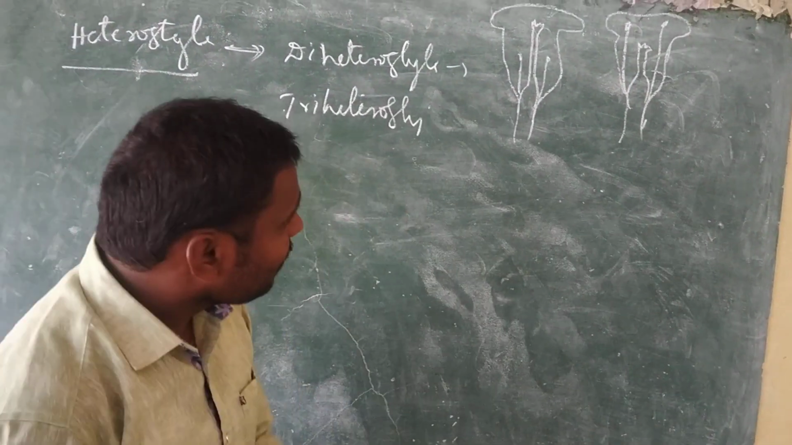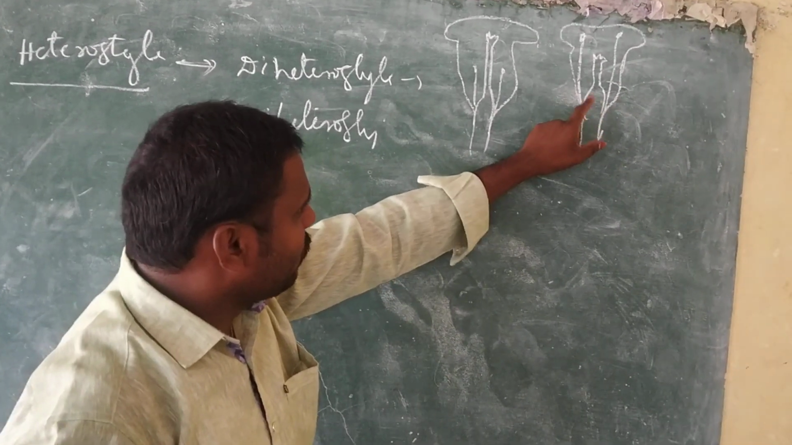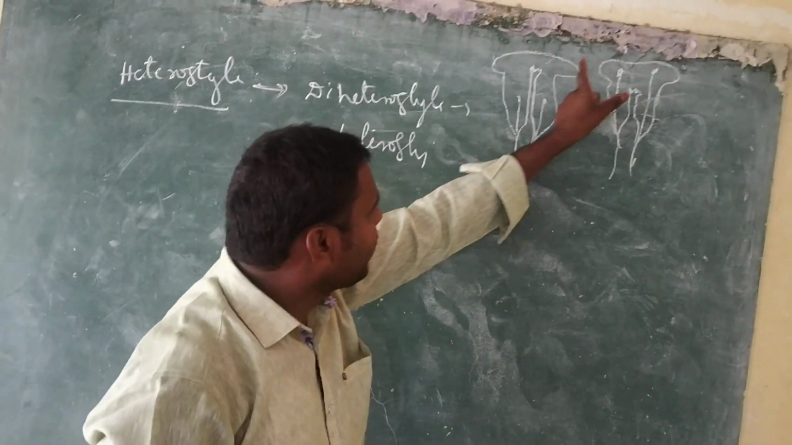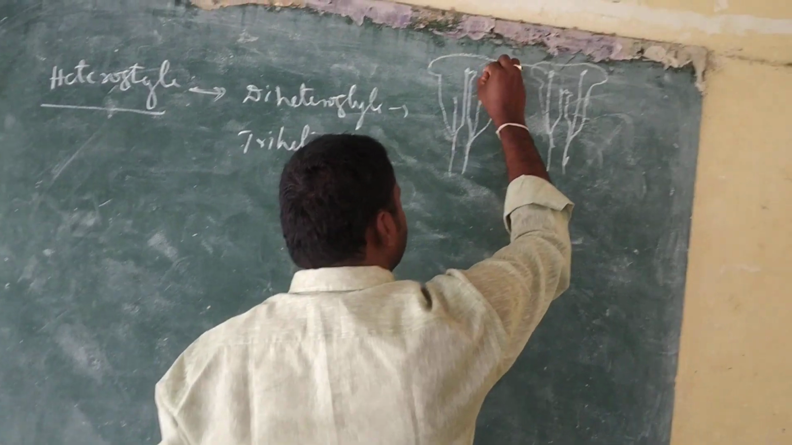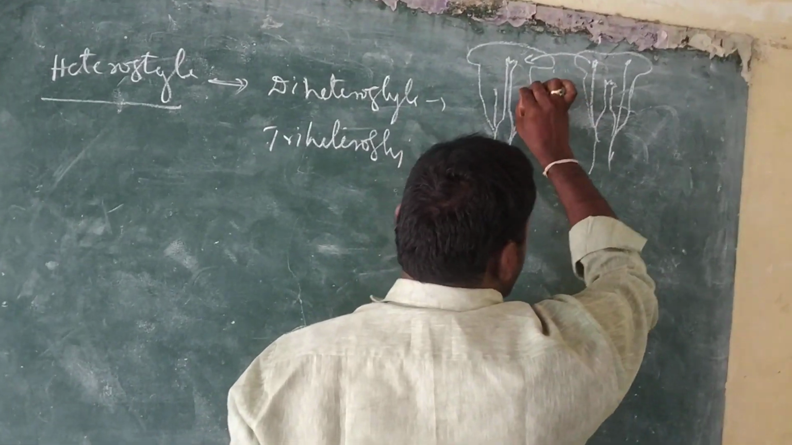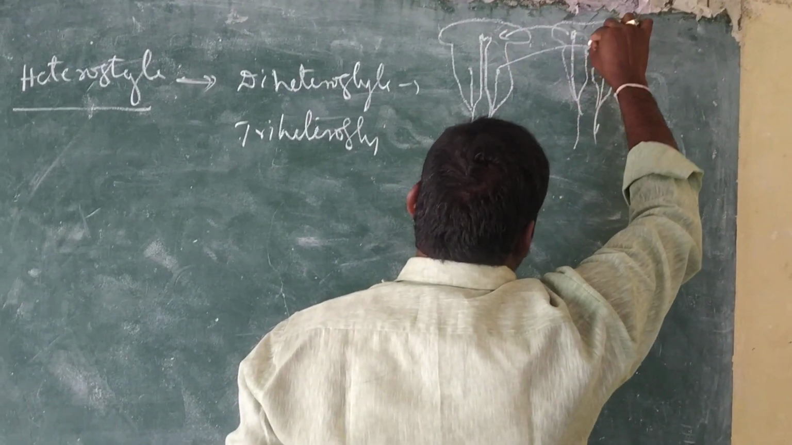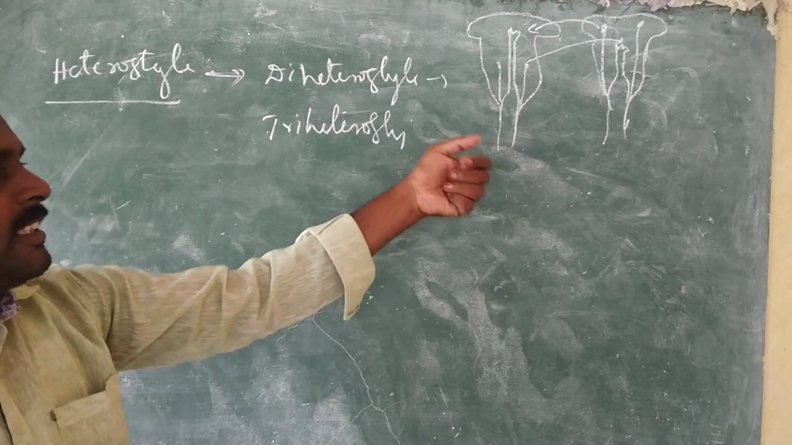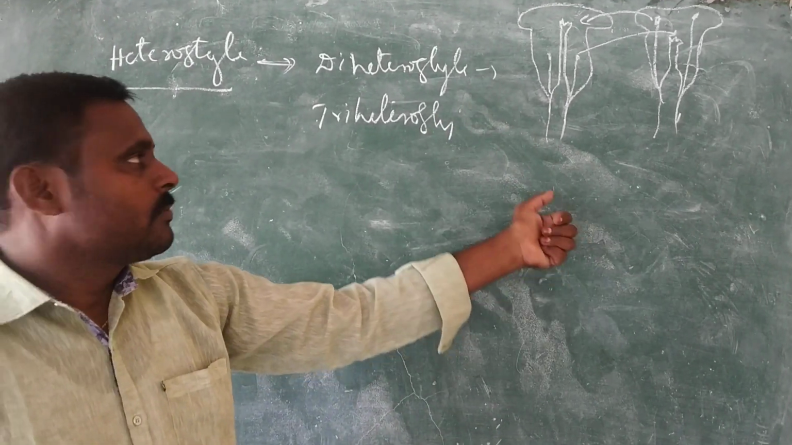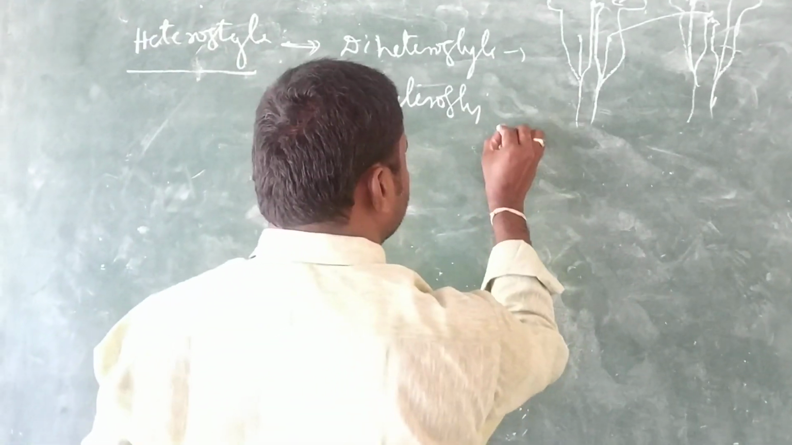See, whenever these long stamens mature, the released pollen grains reach this stigma, and whenever these short stamens mature, the released pollen grains reach this stigma. As a result, it facilitates cross-pollination. Example for this, Primula.